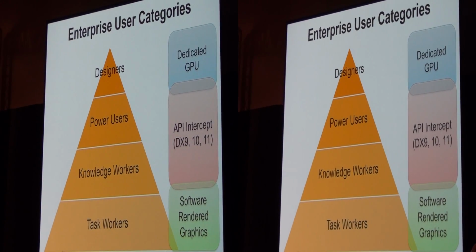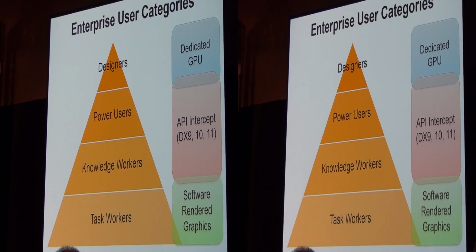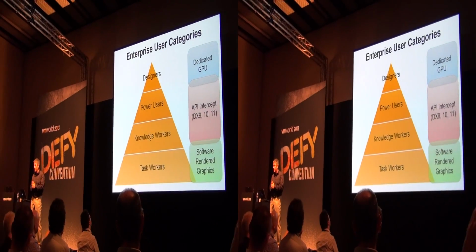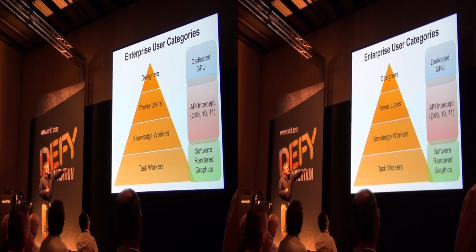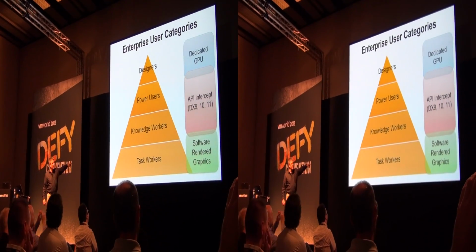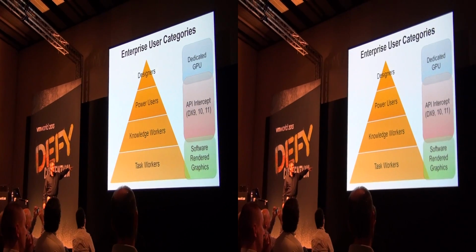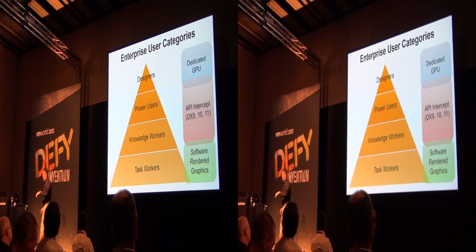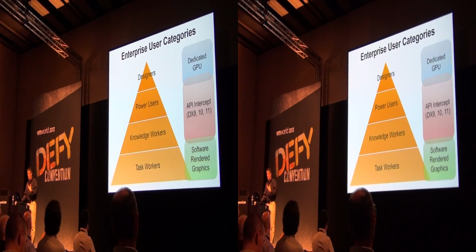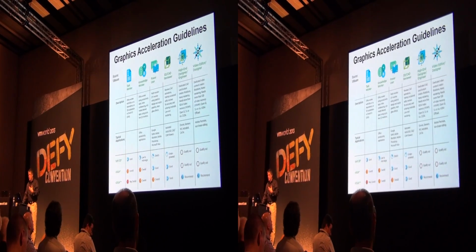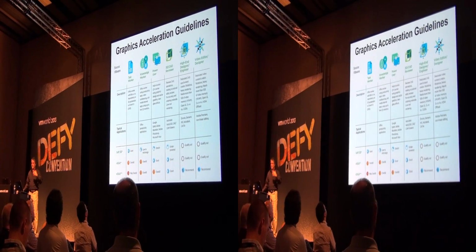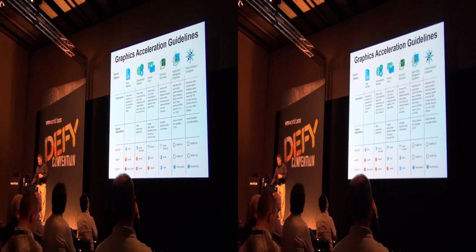So some of the stuff is repeated here, but only very lightweight, because I want to show you the results. What we did in the last test is software rendered graphics for task workers. So as soon as you go up this pyramid of users, you want to have more graphics power. And there is this graphics acceleration guideline from VMworld. Some of you may be aware of that.